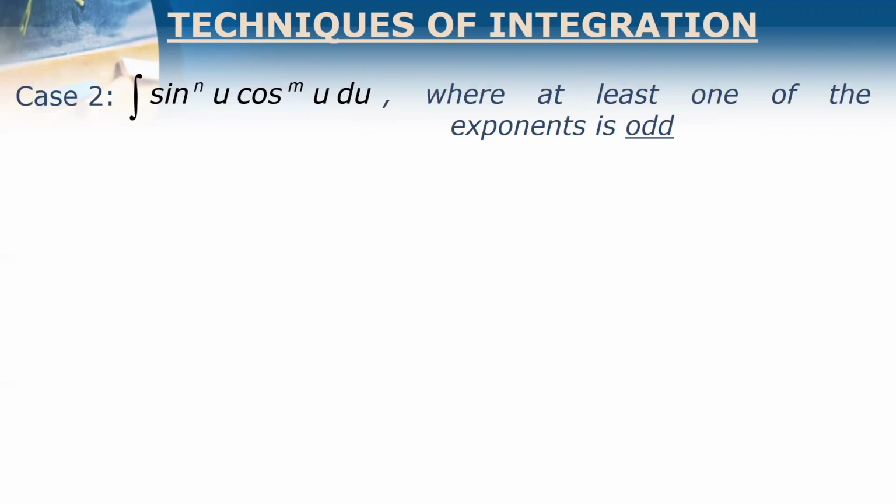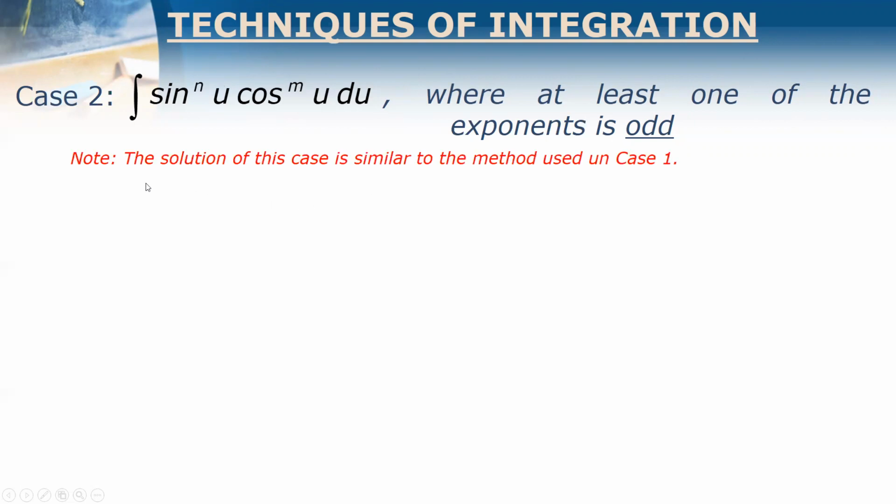Case 2 is in the form integral of sine u raised to n times cosine u raised to m du, where at least one of the exponents is odd. At least, so it could be both exponents are odd. At least one. So either n is odd or m is odd, or both n and m are odd. Okay, let's have an illustration.